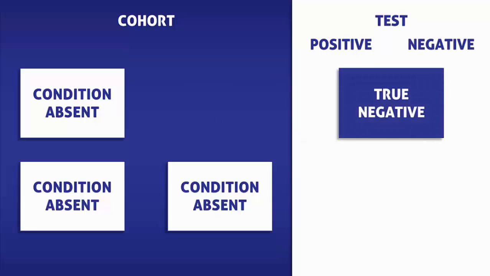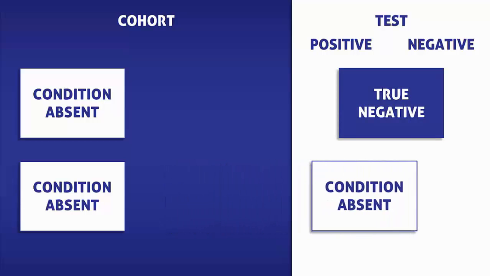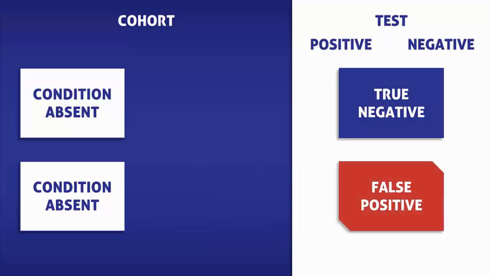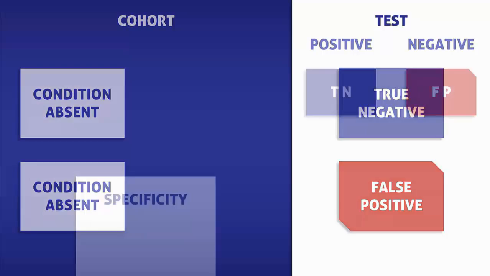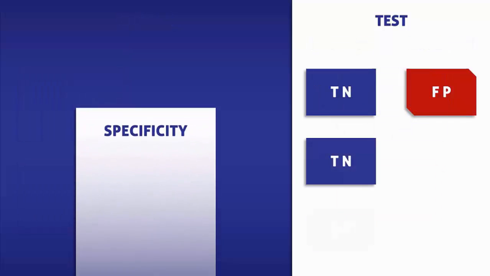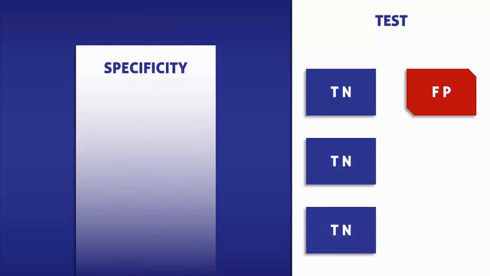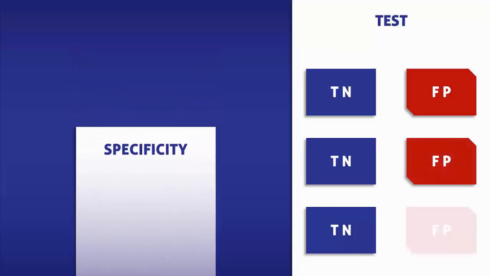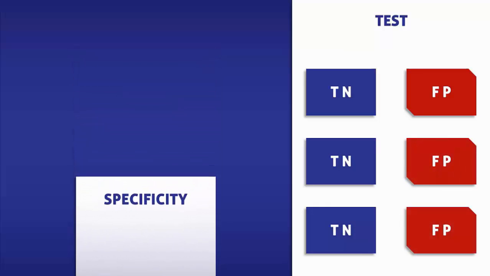However, sometimes patients who do not have the condition still test positive, and that is called a false positive. So the test says they have it, but they really don't. Unfortunately, that happens because no test has perfect specificity. But the higher the proportion of true negatives, then the higher the specificity of the test. And conversely, the higher the proportion of false positives, then the lower the specificity.